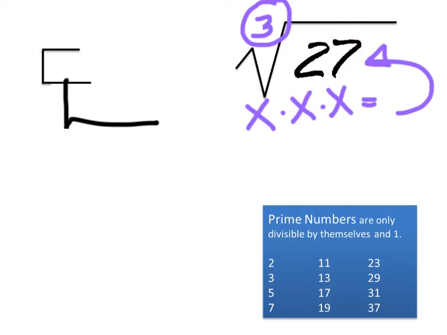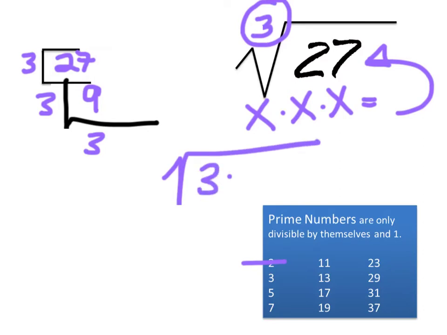So we do the same thing. We put 27 over here. Will 2 divide into 27 evenly? No. If you divide 27 by 2, you get 13.5. So you can't use that prime number, you go to the next one. Will 3 go into 27? Yes, 3 goes in there, 9. 3 goes into 9, 3. So you can rewrite this as 3 times 3 times 3.